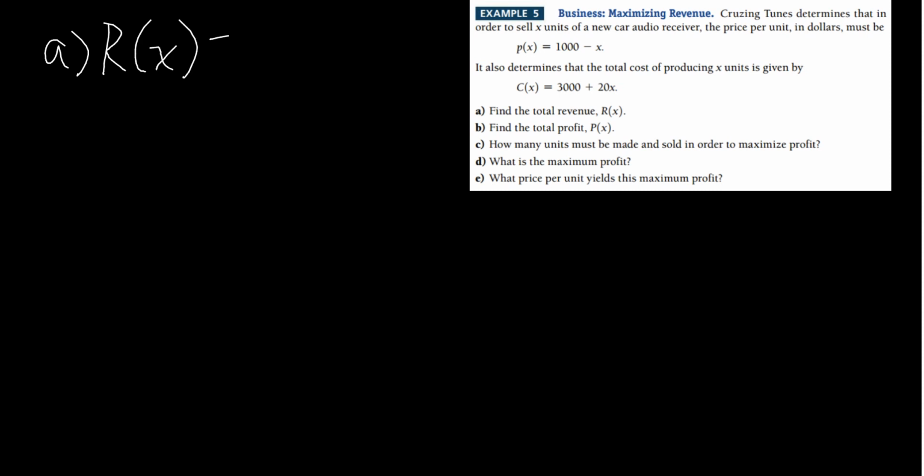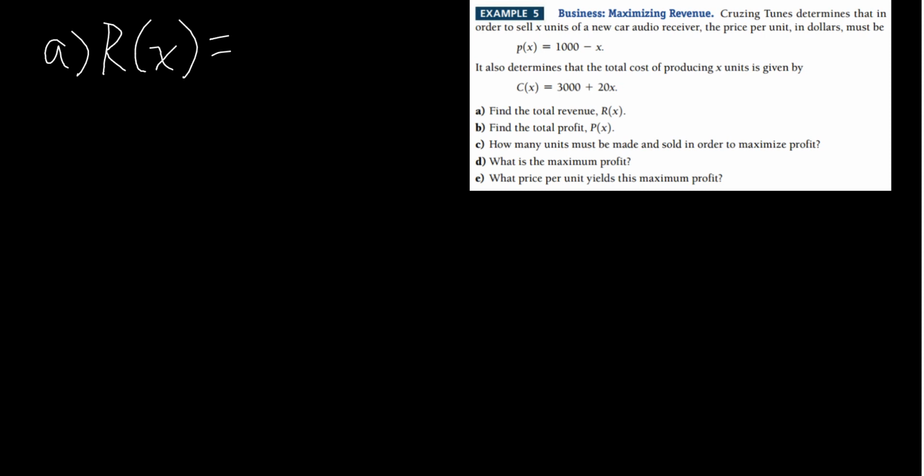Okay, so the revenue is going to be, how much money do we make, right? Never mind the cost or anything like that. Well, how much money can we make, right? So thinking about this, we are Cruising Tunes, all right? We sell car audio receivers, okay? Well, how do I figure out how much money we can make, right?